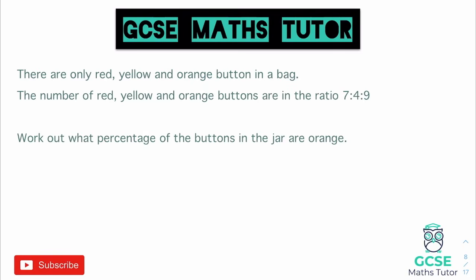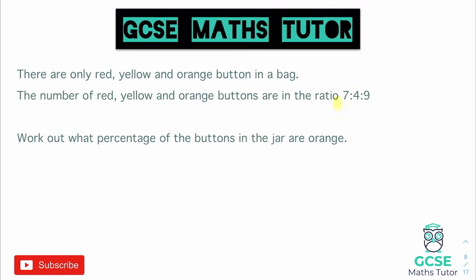Okay, so looking at writing a ratio as a percentage. It says here there are only red, yellow and orange buttons in a bag. And the number of red, yellow and orange buttons are in the ratio 7, 4, 9. Work out what percentage of the buttons in the jar are orange. Now, in order to work this out, there are two different ways.